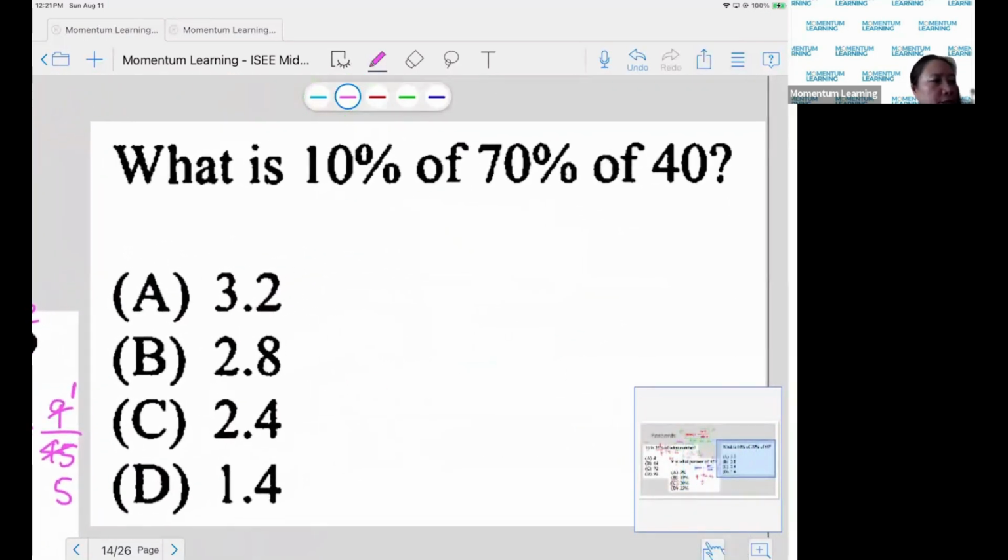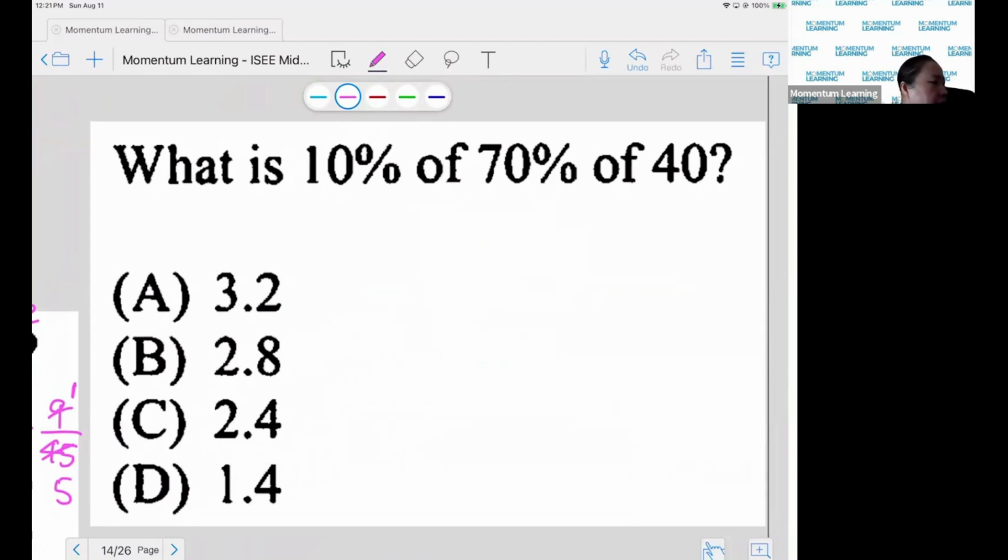Now this time the unknown is different. So we need to find what is the 10% of the 70% of 40. Now, in the class next week, each topic we will have some very fundamental questions, and then we'll also have some challenge questions, and then you have weekly homework for each topic. So let's look at this one. What should be the correct answer, A or B or C or D?